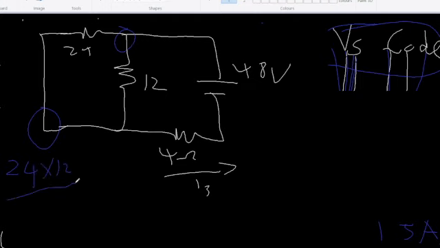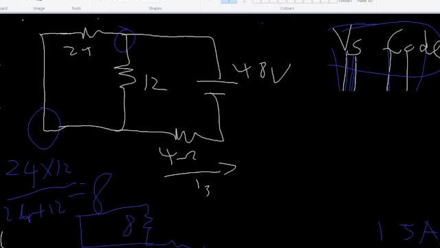The calculation is 24 times 12 over 24 plus 12, which means their product over their sum. Pressing it in the calculator, 24 times 12 is 288, divided by 24 plus 12, that's 36. That's going to be 8. Okay. So if I redraw this, I'm going to get something like this. 8 here, 4 here, and this like this.